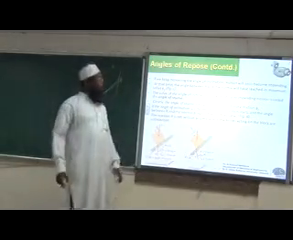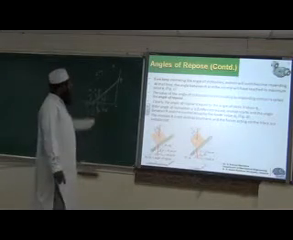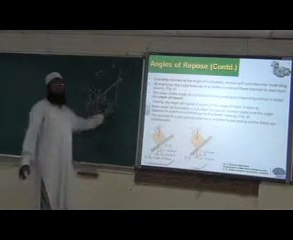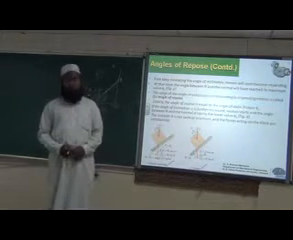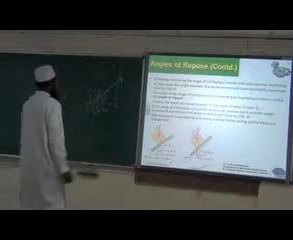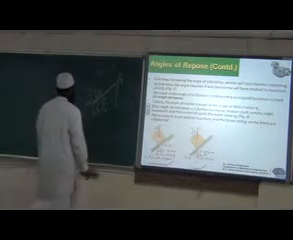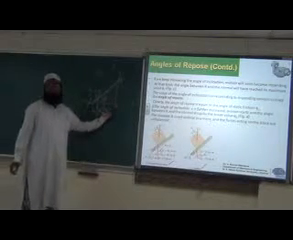Instead of giving the other distance, you are given the angle. That's all. Instead of giving the distance of the point A from the wall, the angle is given. So AB cos 60 will be AC.